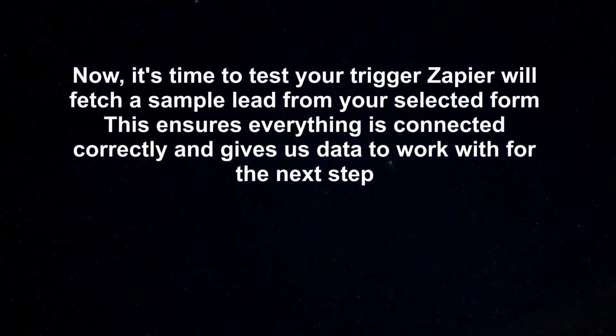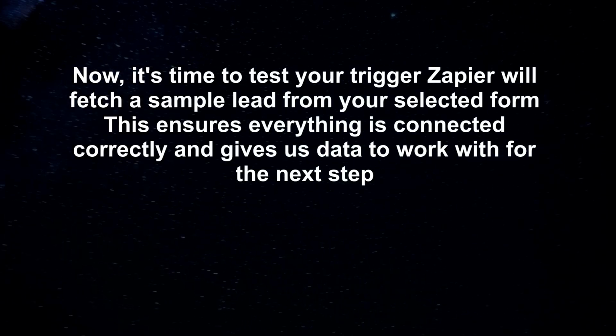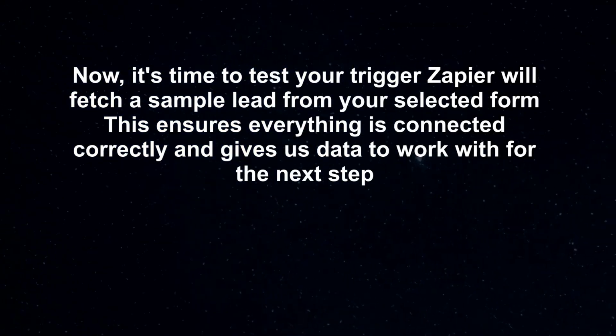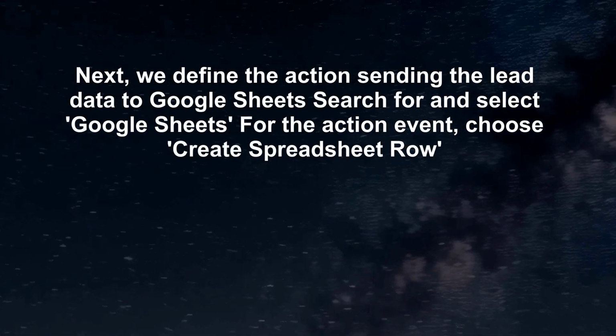Now, it's time to test your trigger. Zapier will fetch a sample lead from your selected form. This ensures everything is connected correctly and gives us data to work with for the next step. Next, we define the action: sending the lead data to Google Sheets.